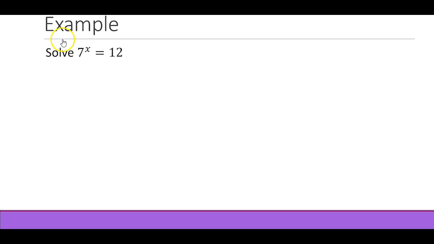In this next example, we're told to solve 7 to the x equals 12. And we can't use the previous strategy. There's no way to rewrite both sides so that they have the same base. Now here, we only have one term with an exponential. I have 7 to the x on the left-hand side equals a number. So what I can do to solve is think about rewriting this as its logarithmic equivalent.